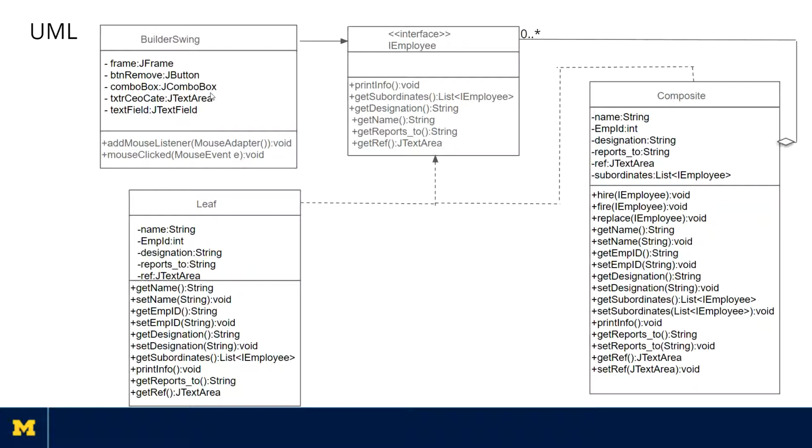There is an interface called employee, and it has some common methods such as print info, get subordinates, get designation, etc. So these methods are common to each employee. There are two classes, one is leaf, one is composite, and both these classes implement the interface called iEmployee. And lastly, there's one client class called builder swing. So this initializes the GUI components, and it can be used to manipulate the composite data structure, to send methods to hire, fire, etc.